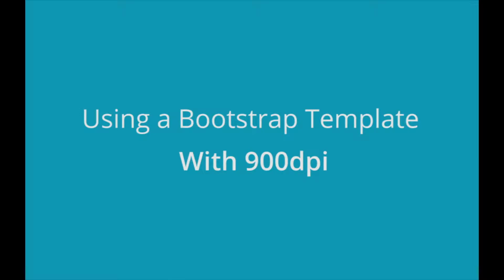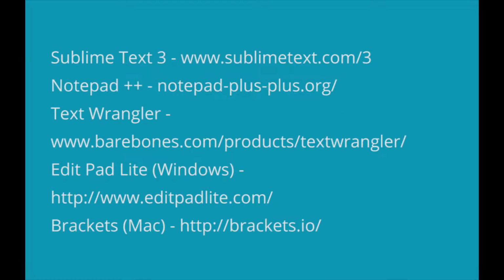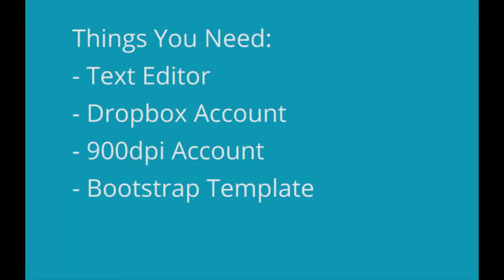I use Sublime Text 2, which is now upgraded to version 3, and works on both Mac and PC. It's also free. You need a text editor, not a word processor like Microsoft Word, to be able to edit your HTML and CSS. I've listed a few other free options if you would prefer to try a different text editor. The next thing you'll need is a Dropbox account, a 900 DPI account, and a Bootstrap template.